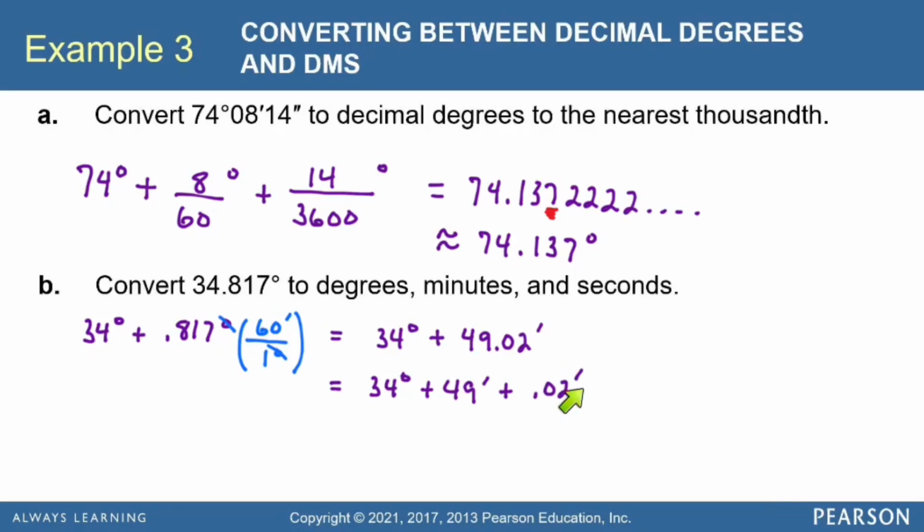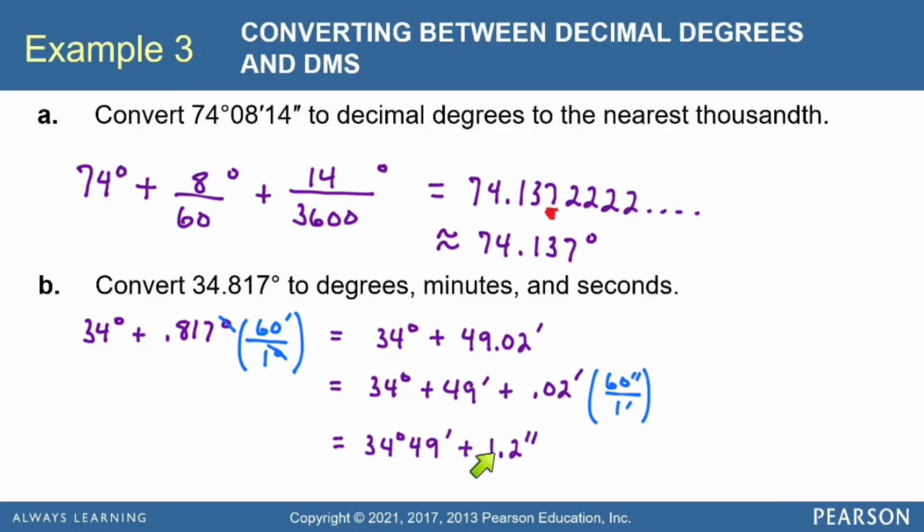And we want to convert this partial minute into seconds. So we know that there are 60 seconds in every minute. So we're going to multiply this partial minute by 60 seconds over 1 minute. So in this case, the minutes cancel out, and our answer here will be left in seconds. So again, we don't need to consider this when we go to the calculator because this is already in degrees and minutes. So we'll just have 34 degrees and 49 minutes, and then 0.02 times 60 gives us 1.2 seconds.